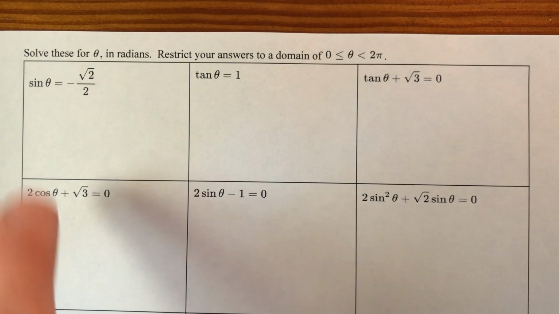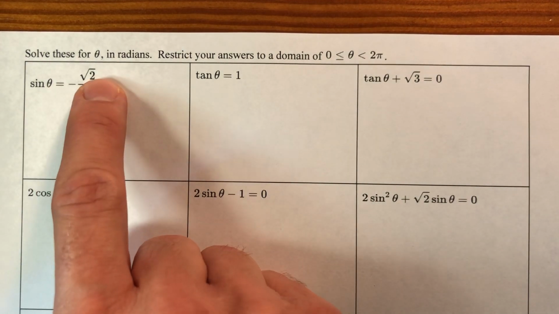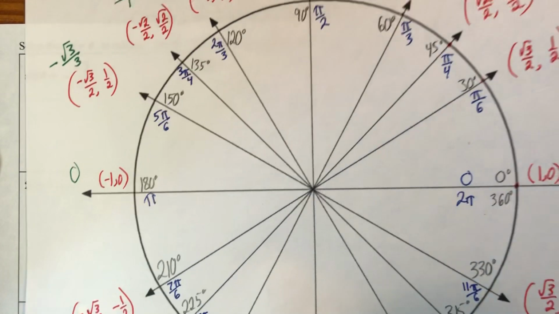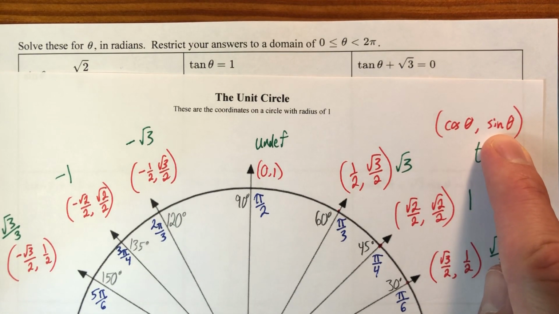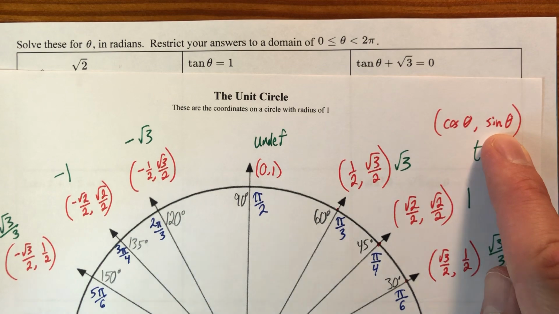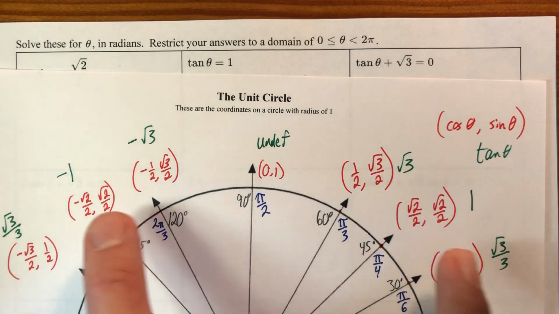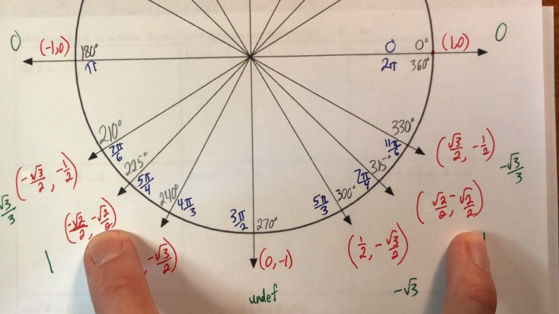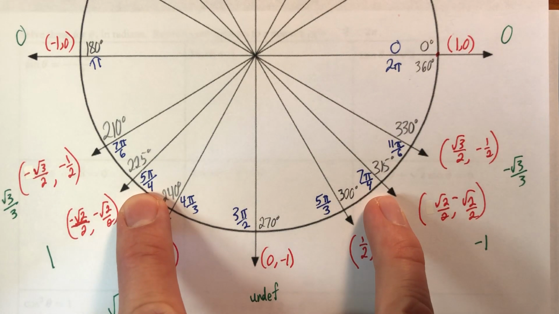So I want to know everywhere that sine is negative square root of 2 over 2, and here's the obvious. I want to find everywhere that sine, the y value, sorry, is negative square root of 2 over 2. It's not those, but it is these. So it's those two answers right there, which would be 5 pi over 4 and 7 pi over 4.